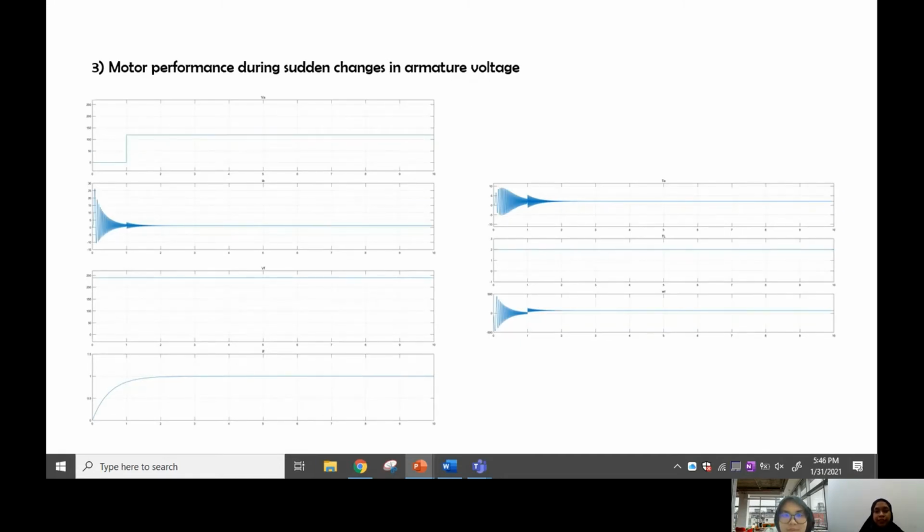Motor performance during sudden change in armature voltage. At this stage, the armature voltage has been reduced from 240 volt to 120 volt. As we can see at the VA graph, the graph has been reduced to 120, and the waveform graph for IA and speed has been bigger than the previous waveform. And as you can see, the sine wave produced is larger than the others.